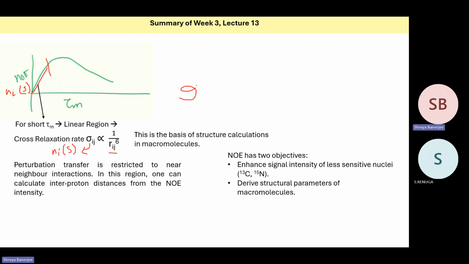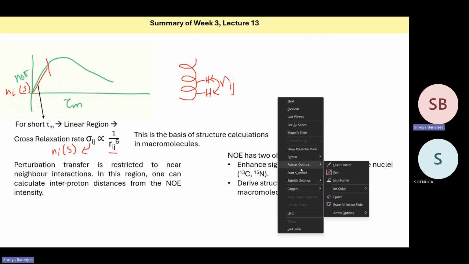Suppose you have a helix, a protein helix, and you have one hydrogen here and one hydrogen here. In these two hydrogens, you will have an NOE transfer because they are close to each other. Using the extent of NOE transfer, you can find the Rij or distance. And if you know the distance, you can predict whether it will be a helical structure or some other structure. That is how the knowledge of the distance can give you a knowledge of the three-dimensional structure.